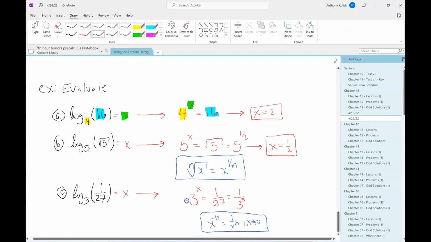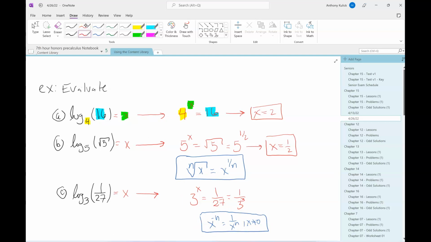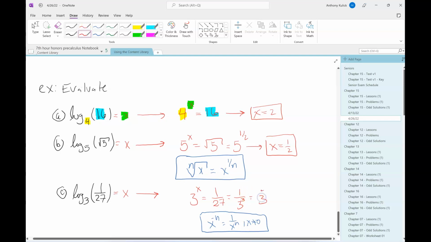I have this property for negative exponents, that x to the negative n is 1 over x to the n. I'm going to use that here and rewrite that as 3 to the negative 3. If I make the reciprocal and make the exponent negative, that's the same as doing nothing at all, because the negative exponent just makes the reciprocal back, and you're undoing what you did. So x is just negative 3.